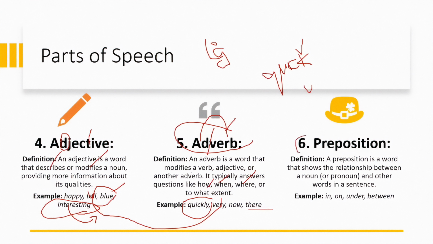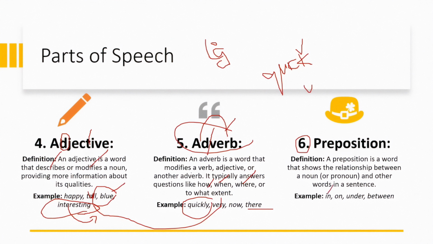Next is a preposition. The sixth one is preposition. A preposition is a word that shows the relationship between a noun or pronoun and other words in a sentence. Words in a sentence are connected with each other, or they have some relation. So what kind of relation do they have? The words that tell these relations are called prepositions.